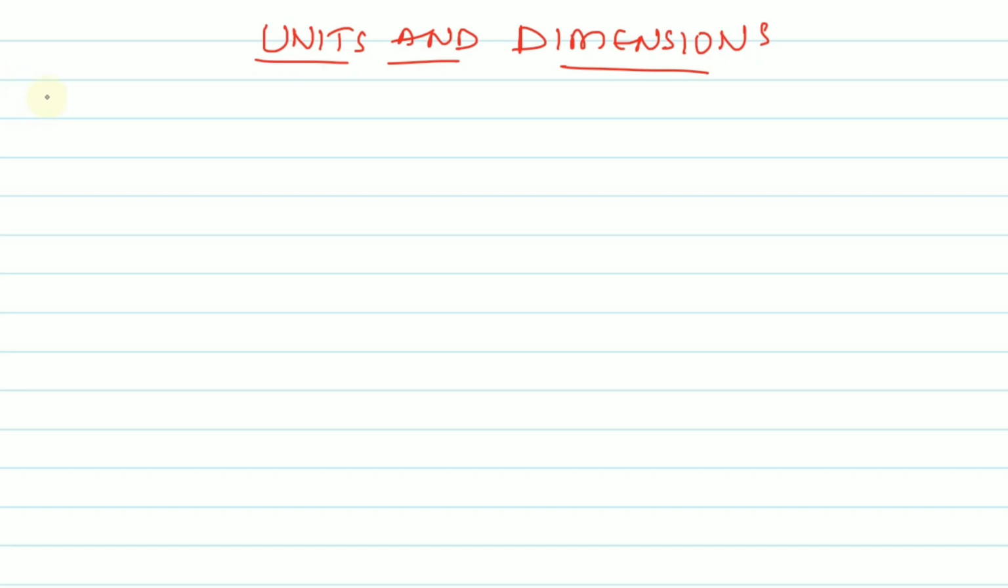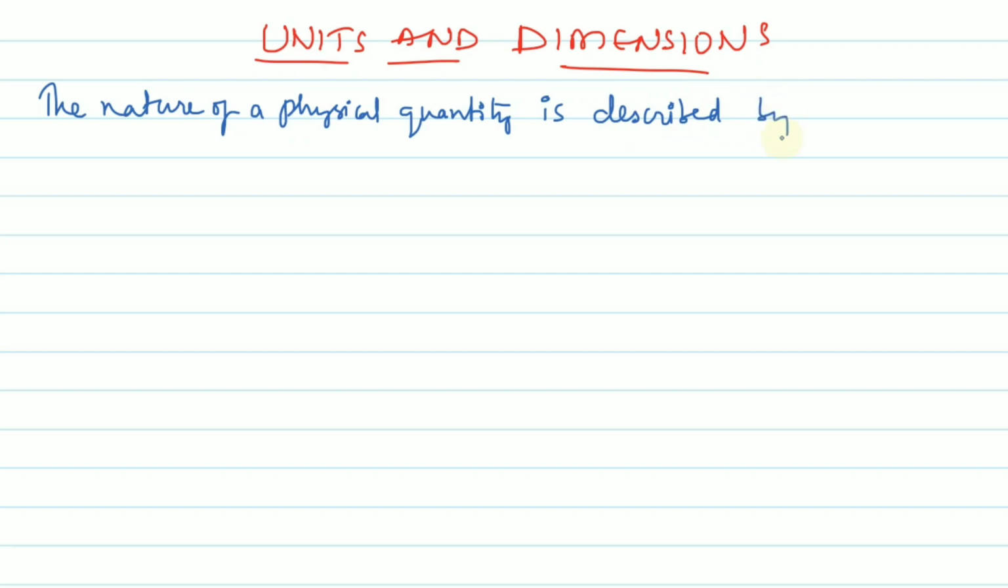The nature of a physical quantity is described by its dimension. Dimensions help us describe the nature of a physical quantity, right? Let's see what are dimensions.